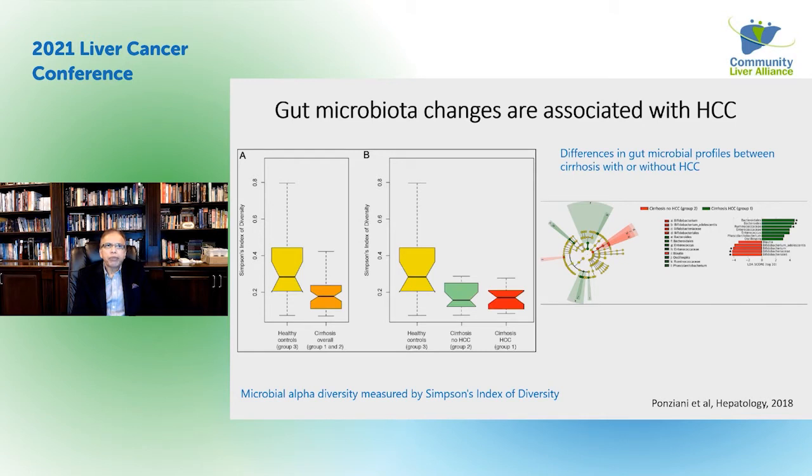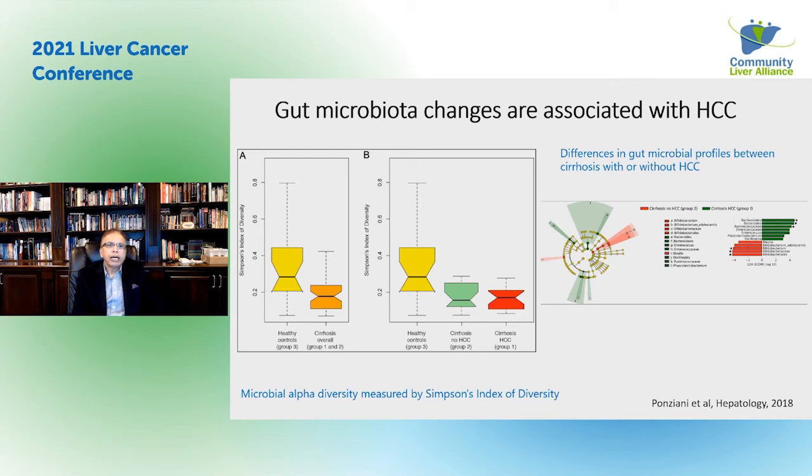How about gut microbiota? This has emerged as an important risk factor. This is an association between gut microbiota that is measured by Simpson's Index of Diversity. On the left side, you can see the extreme left figure, there are healthy controls and cirrhosis. There is a difference in diversity with a lower diversity index in patients with cirrhosis.